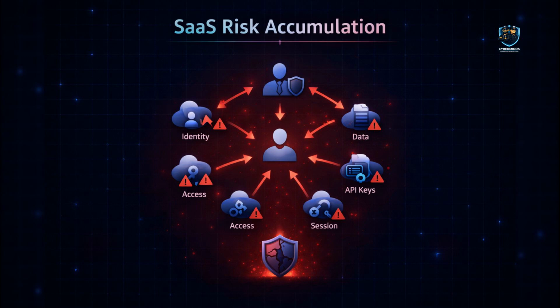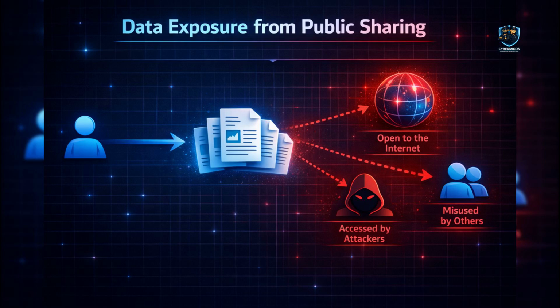Data exposure in SaaS environments often occurs through configuration. Files are shared too broadly, links are made public, permissions are granted excessively. These are not complex attacks, they are simple configuration issues. But the impact can be significant, because once data is exposed, control is lost.